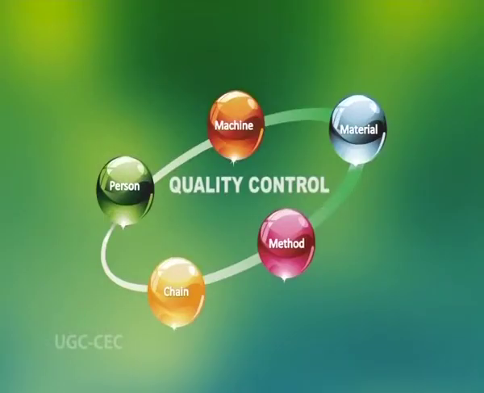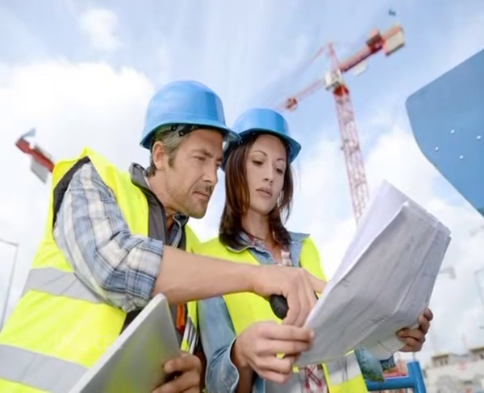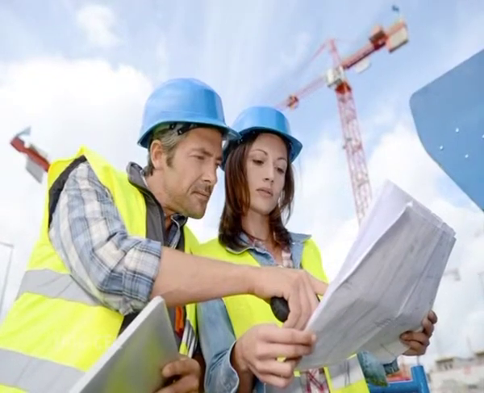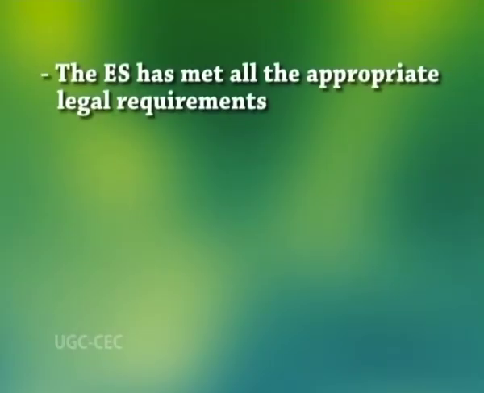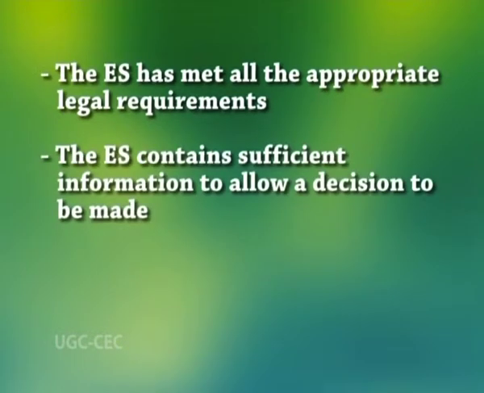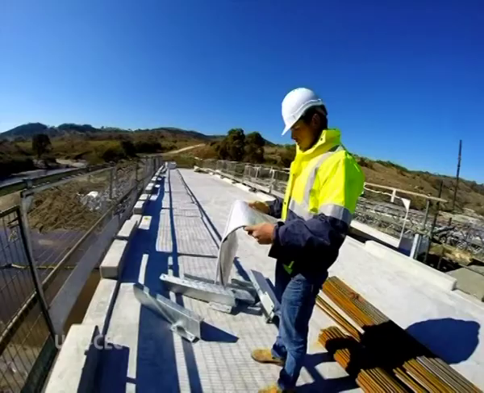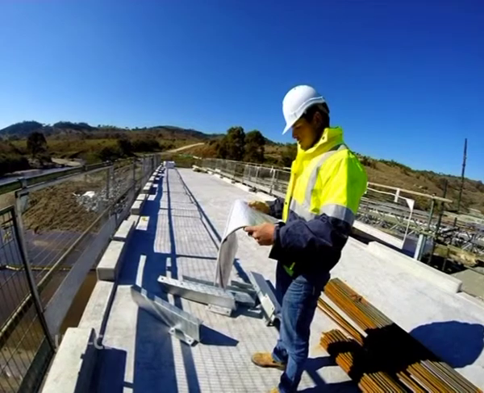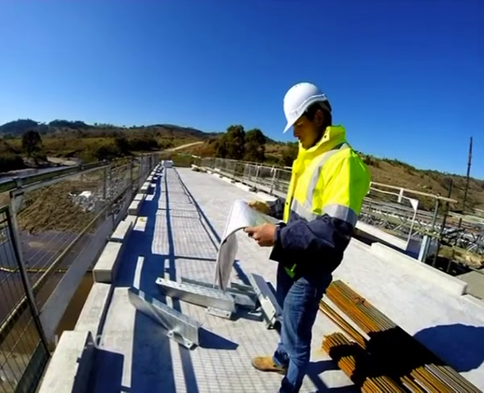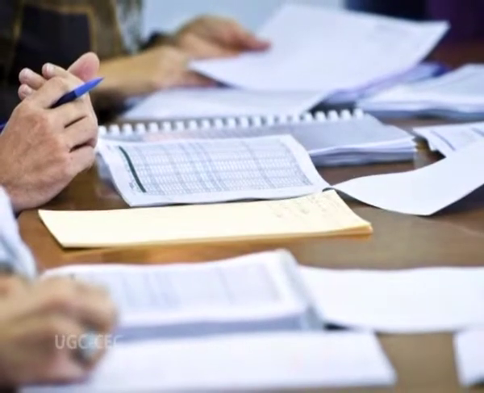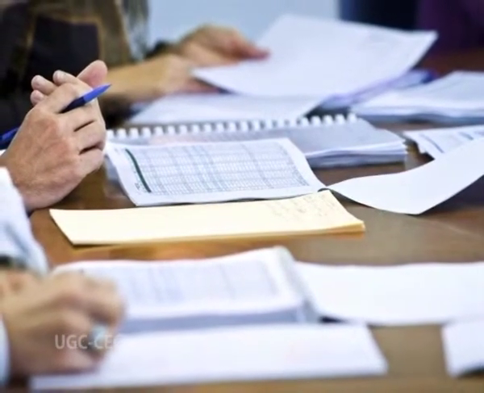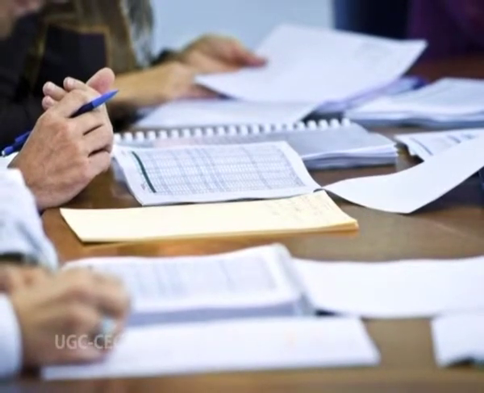Review. Quality control is an important stage in any EIA. A review of the quality of the environmental statement is a way of demonstrating that the ES has met all the appropriate legal requirements, the ES contains sufficient information to allow a decision to be made, and the ES is consistent with current good practice. A review of the ES can be undertaken at the draft stage or after finalization. The earlier the review takes place, the greater the influence it can have over the quality of the ES.